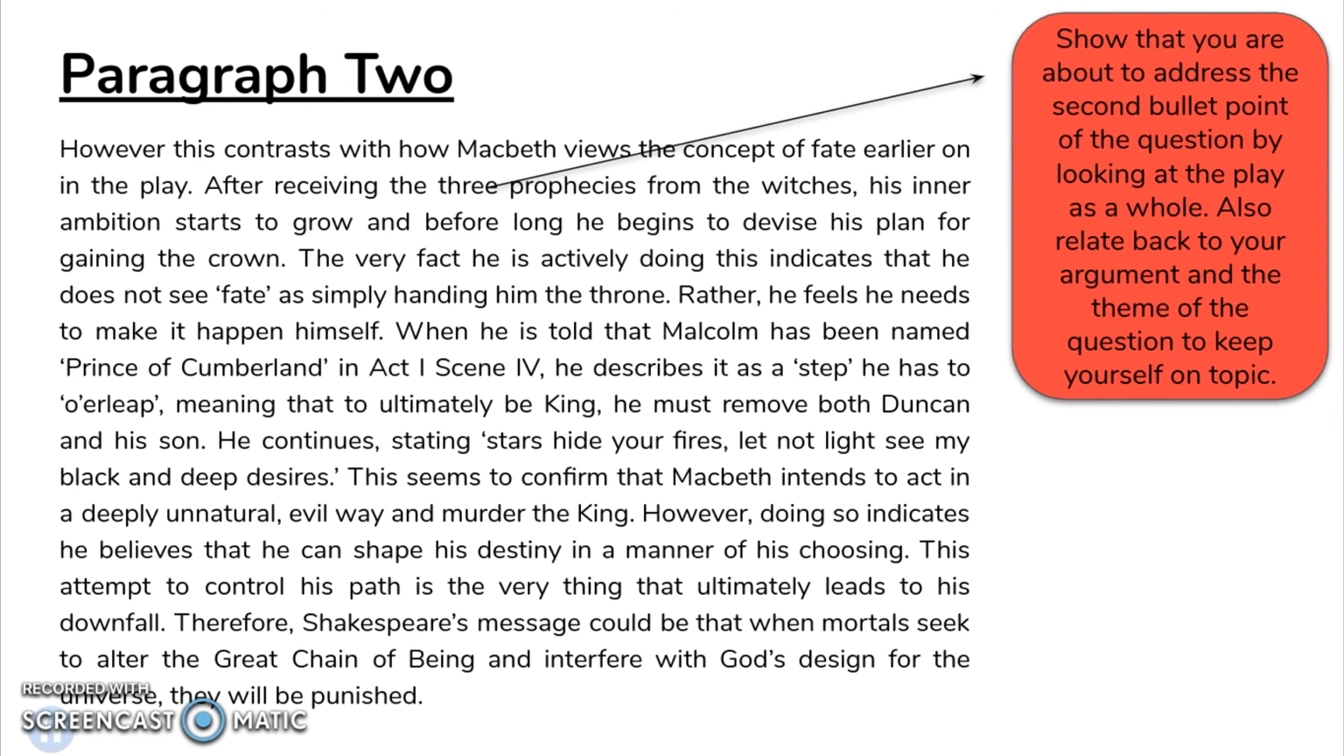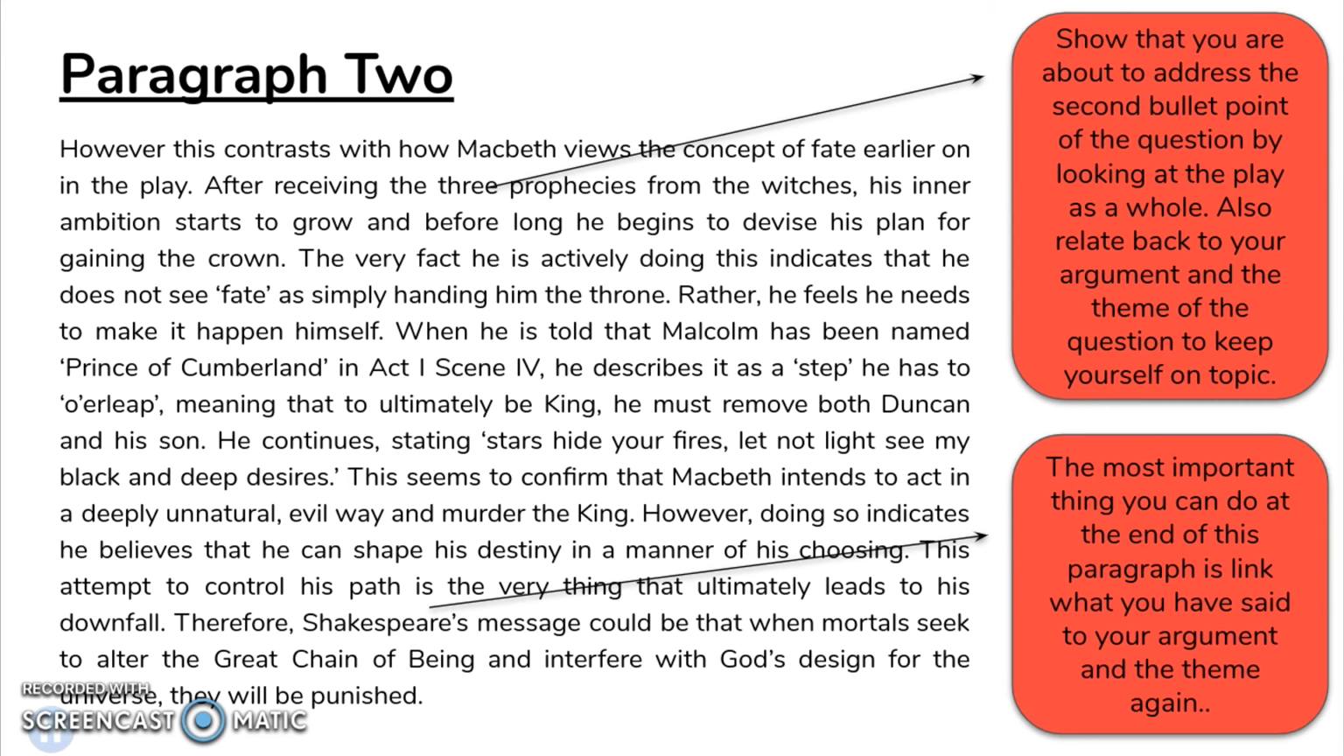Now, what I'm doing in this very last bit here is I'm showing my argument about what Shakespeare is saying. The most important thing I can do is tie together at the end of this paragraph 2, where now I've addressed a point from both the extract and the play, and I can say, well, this is what I am arguing about the theme of fate, okay? I'm linking to Shakespeare's message, and I'm linking back to what my argument about this question is.